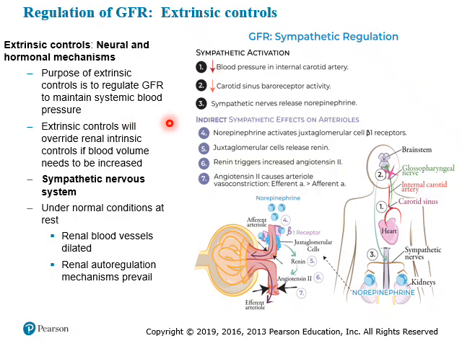Extrinsic controls will override the renal intrinsic control if the blood volume needs to be increased. Okay, under normal conditions at rest, the renal blood vessels will be dilated with the sympathetic nervous system, and the renal autoregulation mechanism will actually prevail. So you will have to make sure that you remember all of this and this pathway, guys, so that you will understand the extrinsic control.